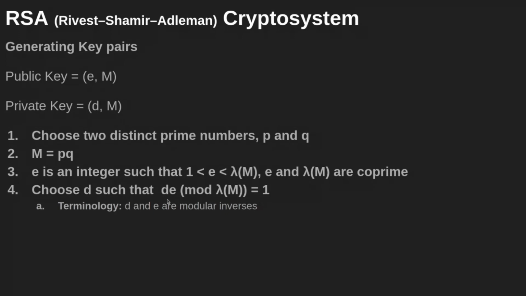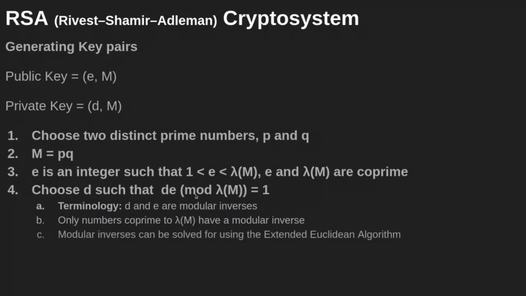What this little expression is saying is that D and E are modular inverses. And only numbers coprime to λ(M) have a modular inverse in this case. We can solve for modular inverses, so we can solve for D using the extended Euclidean algorithm. But that's beyond the scope of the lesson for now.